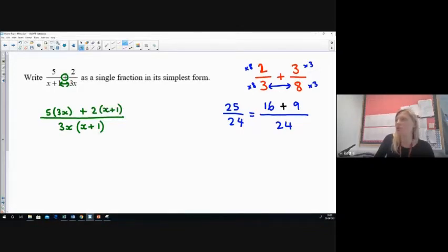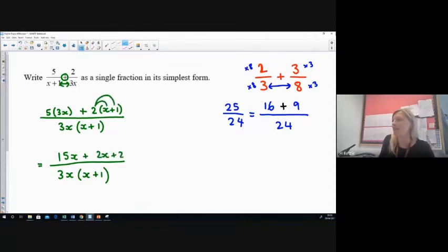Our next job is just to sort this all out. So the denominator can't change too much. That's going to need to stay as it is: 3x lots of x add 1. And believe it or not, it's actually simpler like that, because we might end up with some common factors with the top. So we'll leave it factorized. And then for the top, we've got 15x add 2x add 2, because I'm doing 2 lots of x and 2 lots of 1. And then bringing that together, I get 17x add 2 over 3x times x add 1.